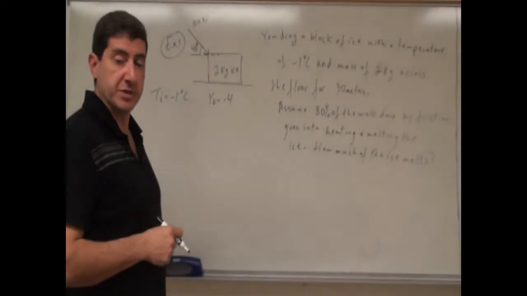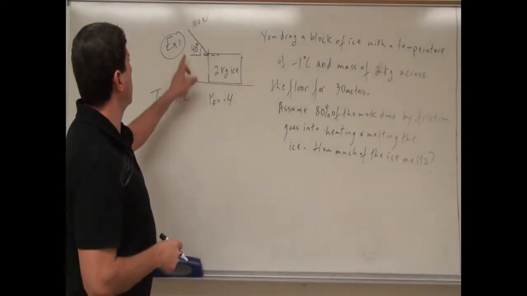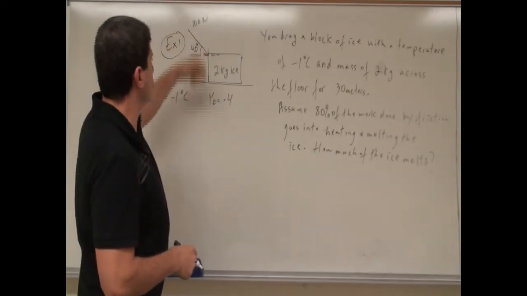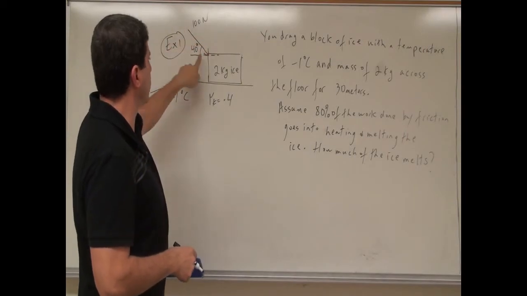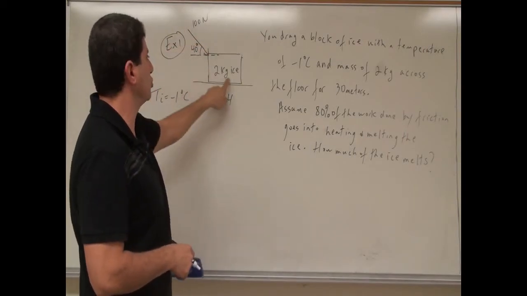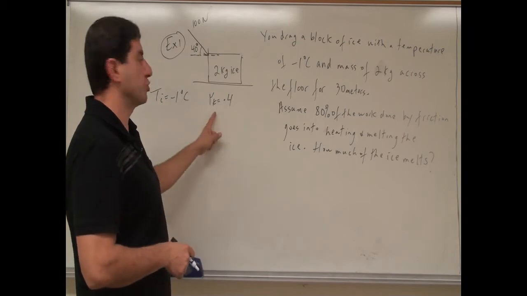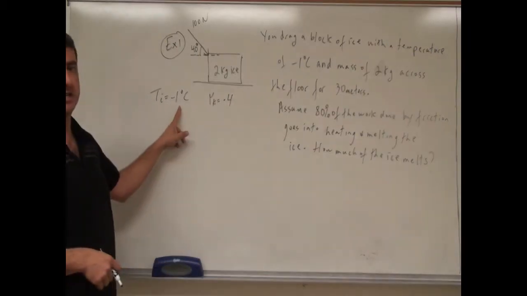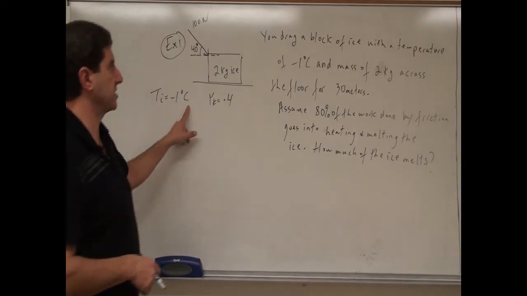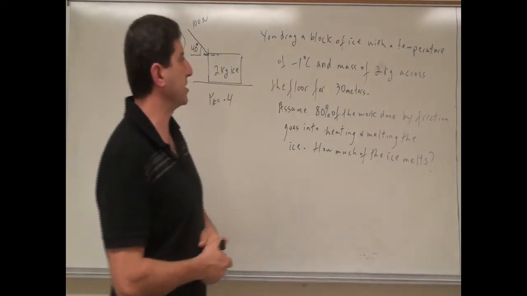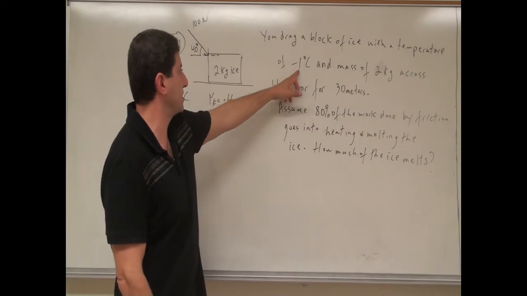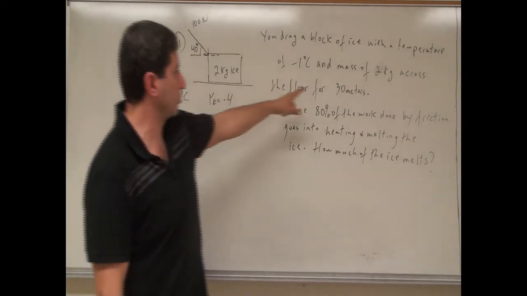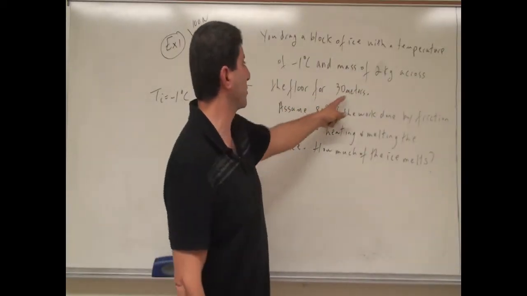Now we have our first example in the specific heat section. Example 1: you're applying a 100 Newton force downward at 40 degrees on a 2 kilogram block of ice. The coefficient of kinetic friction is 0.4. The initial temperature of the ice block is -1 Celsius. It says you drag a block of ice with a temperature of -1 Celsius and mass of 2 kilograms across the floor for 30 meters.